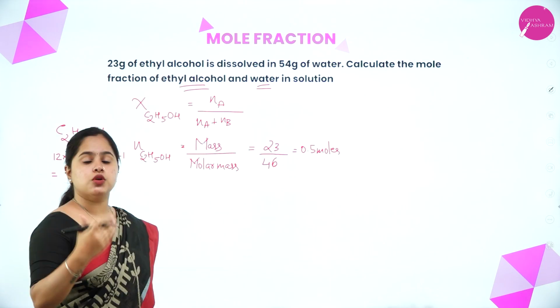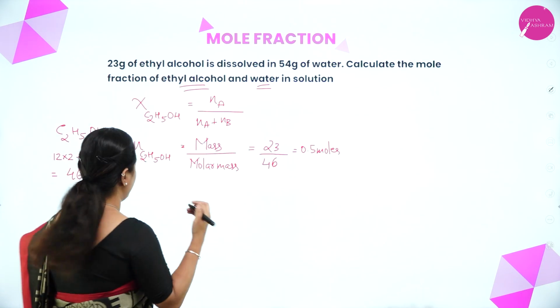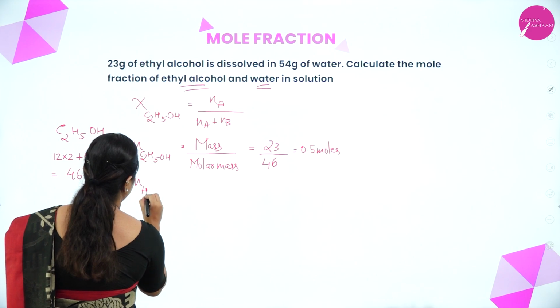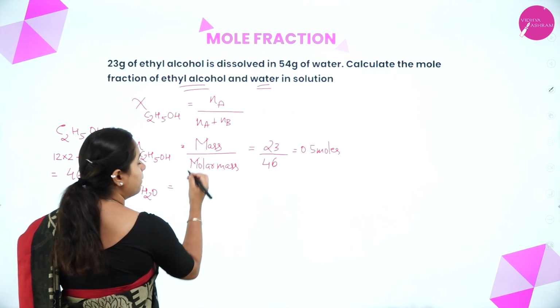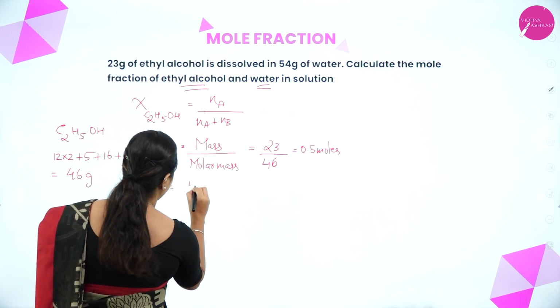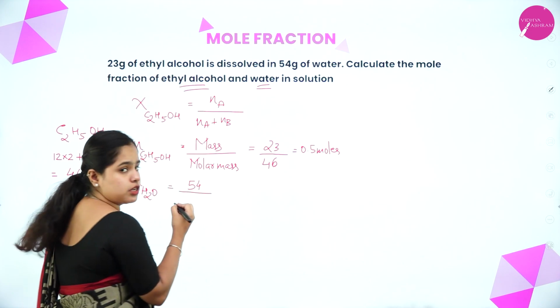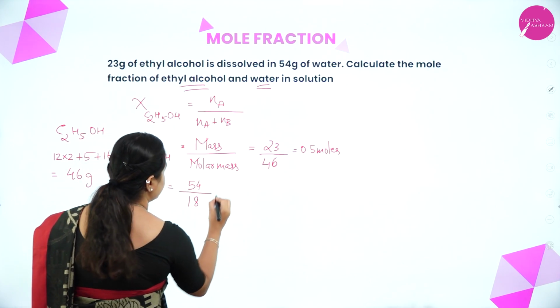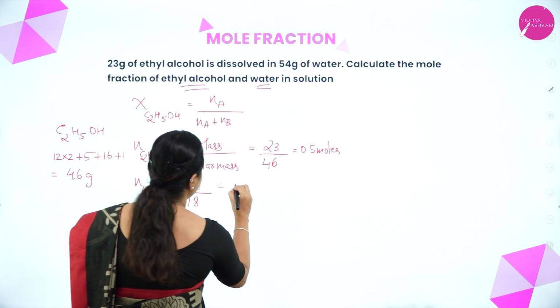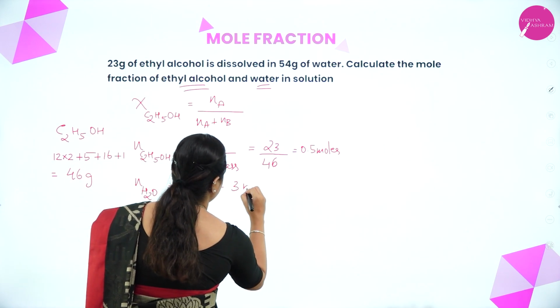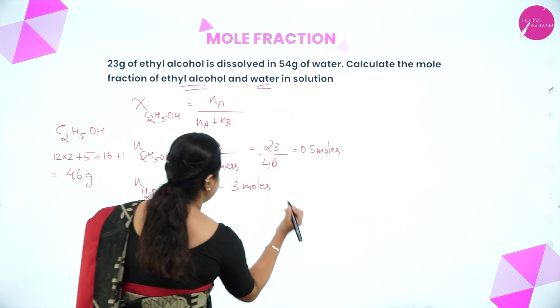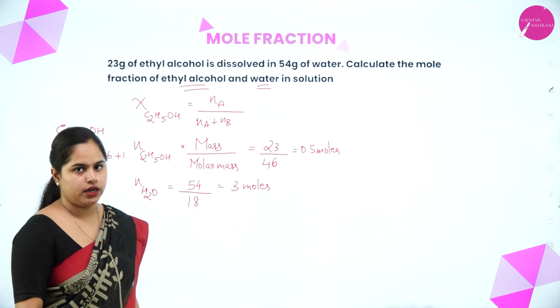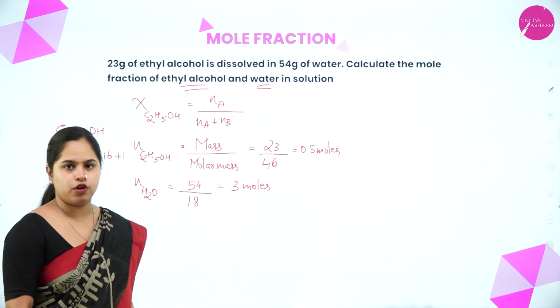Clear? Now I have to calculate the number of moles of water. It will be equal to mass by molar mass. The mass given here is 54 gram of water, and the molar mass of water, you know, is 18. So that will give me 3 moles of water. So we have calculated the number of moles.